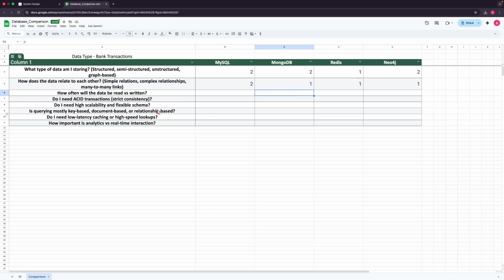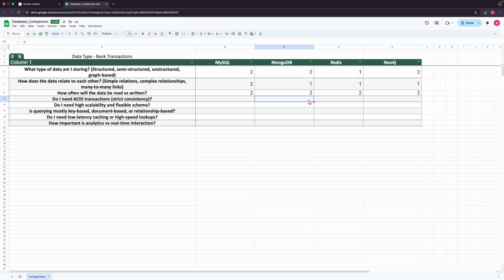Okay, now coming to the next thing, that is how often will the data be read, whether it is a read-heavy or write-heavy kind of data. Considering bank transactions, it's a highly write kind of data, where the writes will be more than the reads. Considering that, definitely MySQL will help us with that. There is no issue with the reads or writes. Now what about Mongo? Mongo will also definitely help us. Redis will also definitely help us. Neo4j will also definitely help us. So there is not much difference between the reads and the writes.